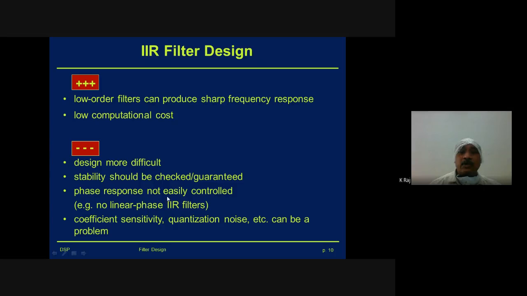The phase response is not easily controlled. No linear phase IIR filter can be designed here. And here the coefficient sensitivity, that is, with the change of the parameters, will take place, and quantization error and finite word length error will take place in this case.